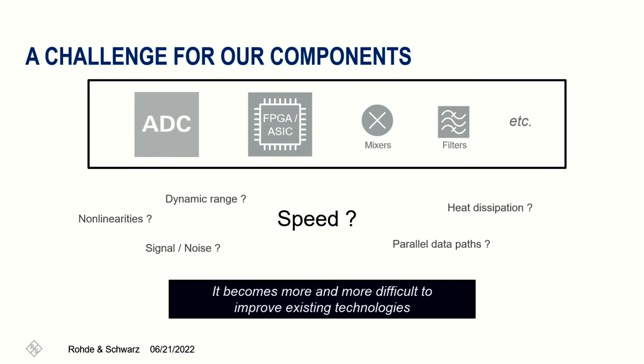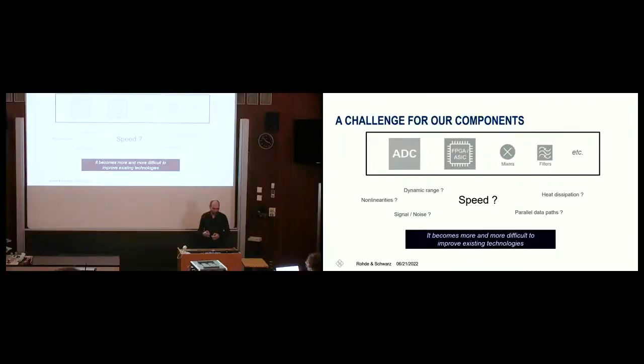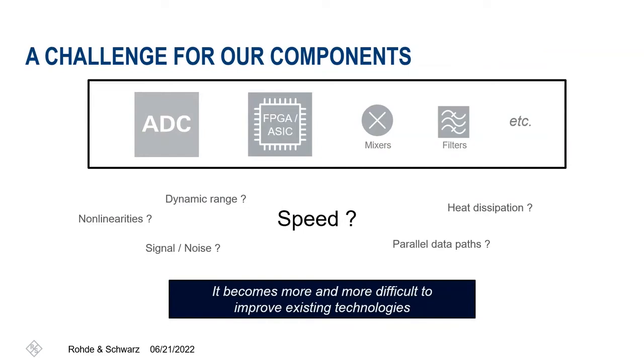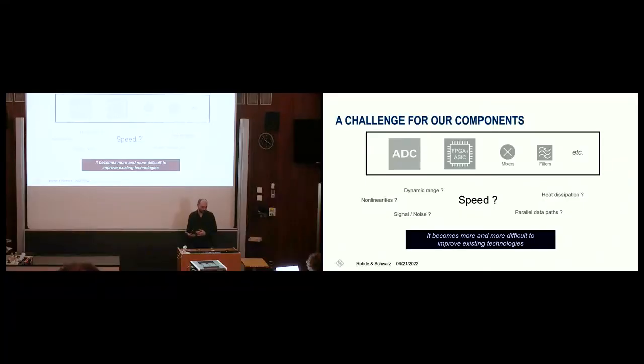But this trend comes at a price. We put strong constraints and demands on the components that we use in our spectrum analyzers, for example, especially analog digital converters and FPGAs, mixers, and so on. Especially when considering the large analysis bandwidth that people need today, it's very important to have very fast components. So you need a very fast analog digital converter to reach a high analysis bandwidth. And we see that this becomes more and more difficult as we approach higher bandwidth.